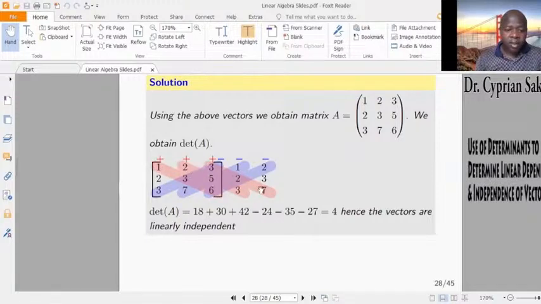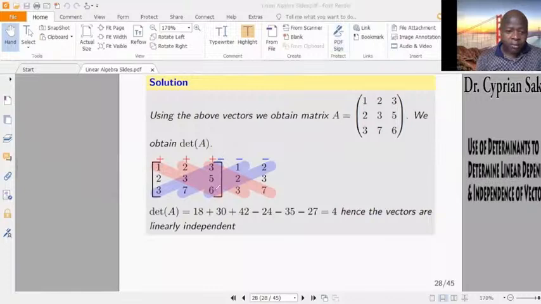The diagonals in red, is it red or pink? I'll multiply along these diagonals in pink and add the results. And then multiply along these diagonals in blue and also add the result. So I'll subtract the second result from the first result. That's how I'll be getting the determinant for a 3 by 3 matrix.